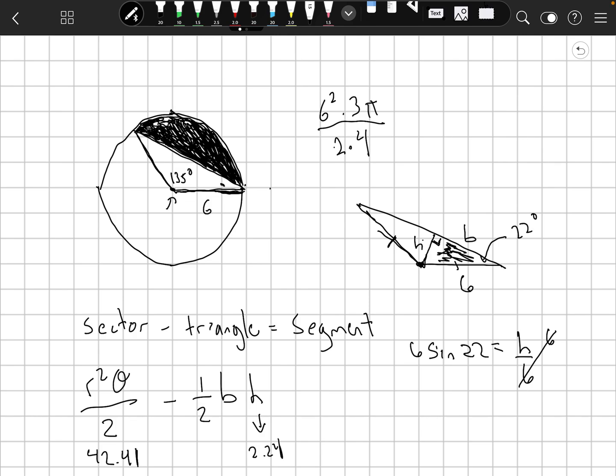Could we also find the base? Let's call this b, the base. This time we're going to use cosine. Cosine 22 equals the base over 6. Let's multiply both sides by 6. So we get 6 cosine 22, which is 5.53.